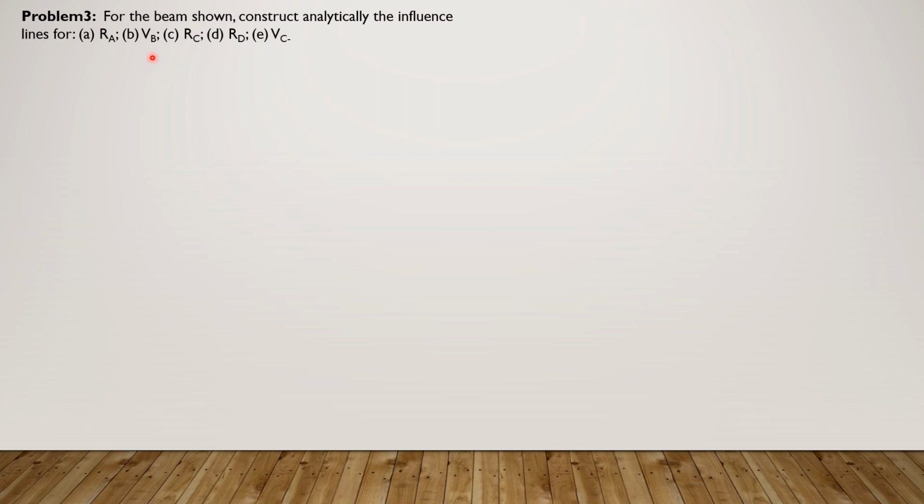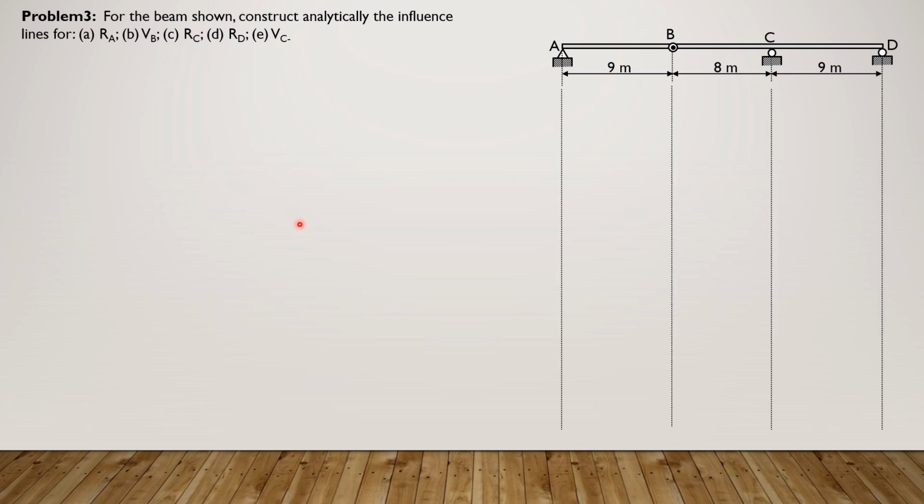So let's have problem 3. For the beam shown, construct analytically the influence lines for reaction at A, shear at B, reaction at C, reaction at D, and the shear just to the left of C.